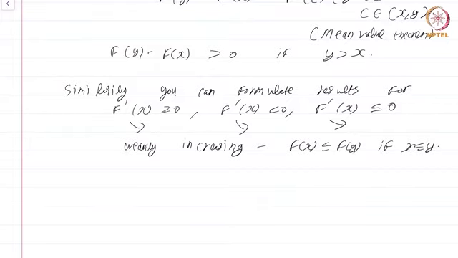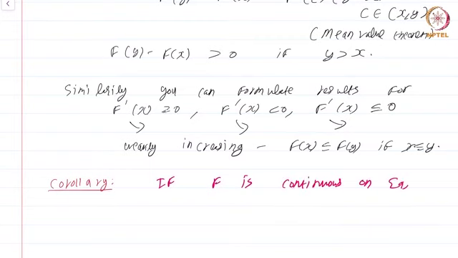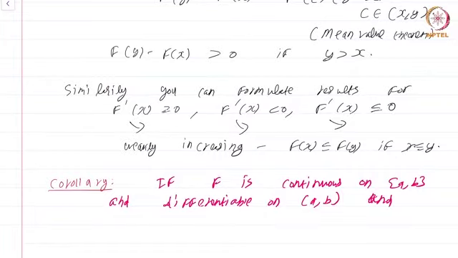We have a nice corollary of the previous proposition. The corollary says the following. If f is continuous on closed interval [a, b] and differentiable on open interval (a, b), and if f prime of x is 0 on (a, b), then f is constant.